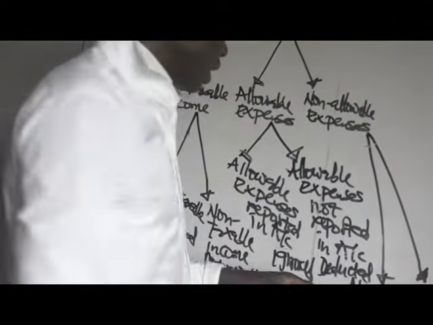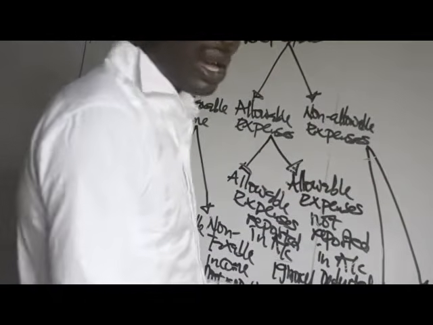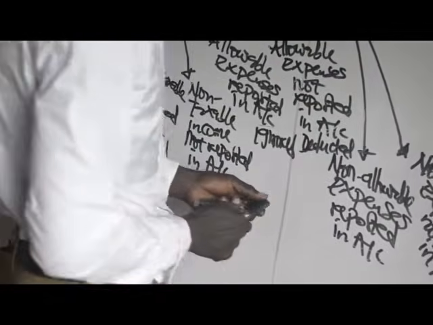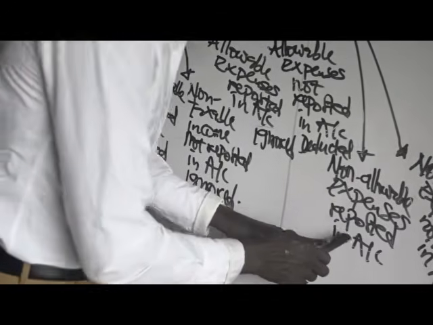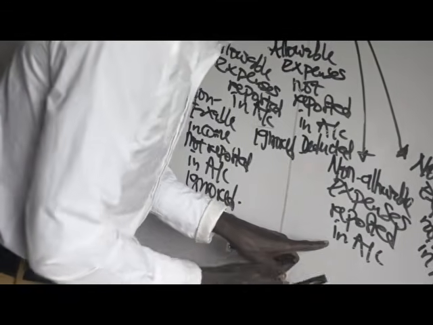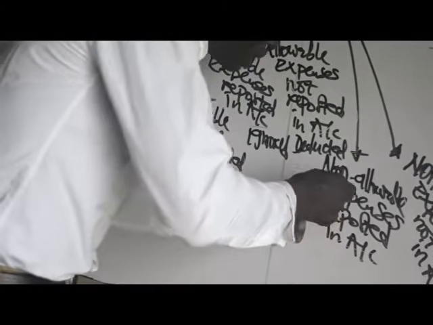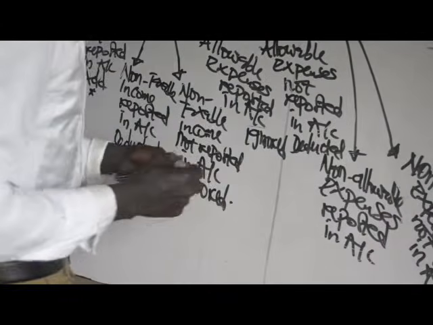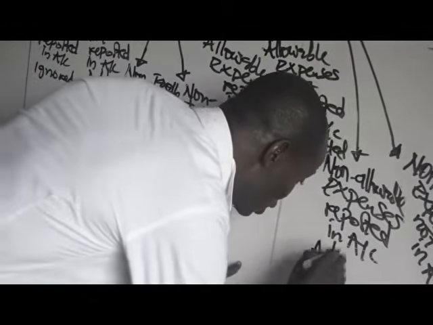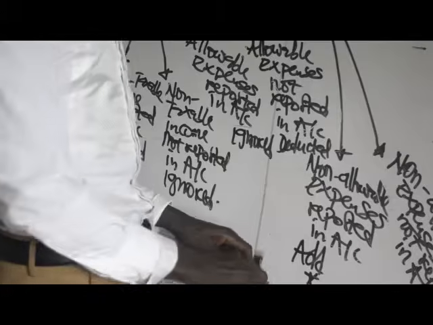Not allowable expenses. We said these expenses are not admissible for deduction in accordance with the tax law or tax provision. Now we have not allowable expenses reported in the account. Since they are not acceptable for deduction in accordance with the tax provisions and they have been charged, they have been deducted in arriving at the net profit. That means the net profit has been reduced by these expenses, and the tax law does not accept them to be charged. So you add them back in order to increase the profit back to what it ought to have been if these expenses had not been charged.